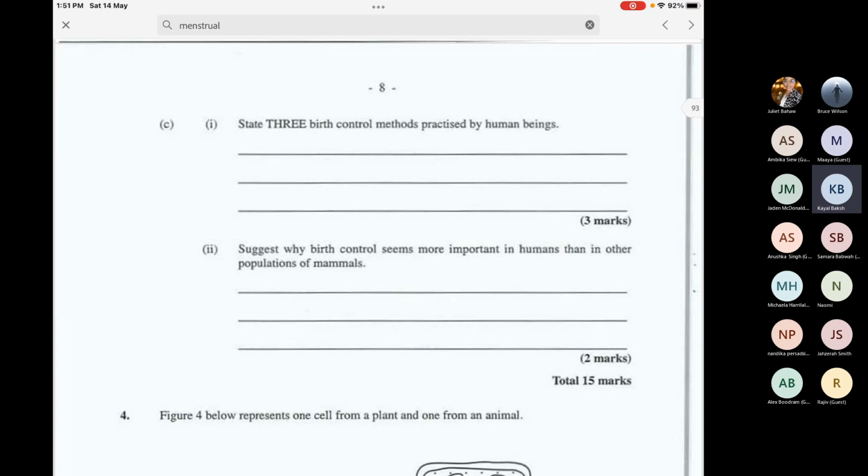So yeah, they say like condom. For these kinds of things, don't give category names. You want to actually give a method, right? Condom, rings, and pills. Very good. Now, if they come and say state 3 birth control methods practiced by males.